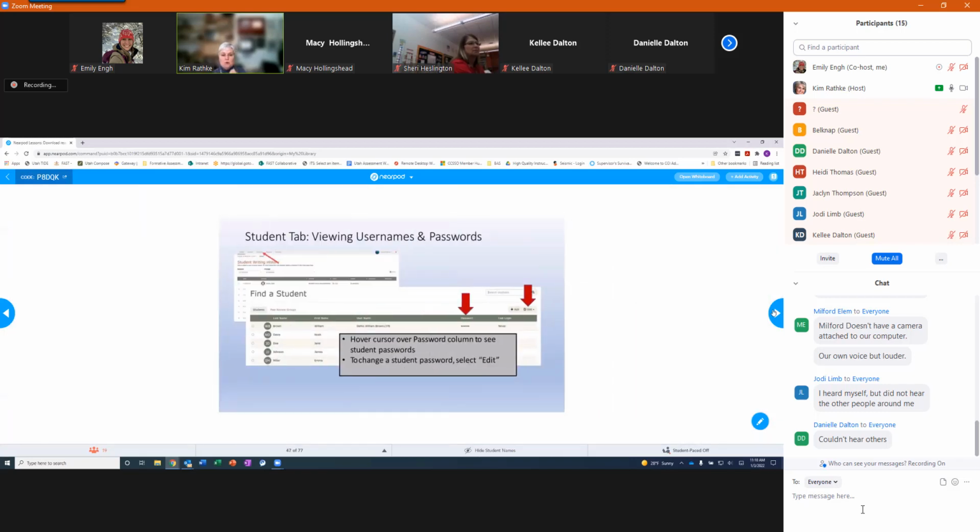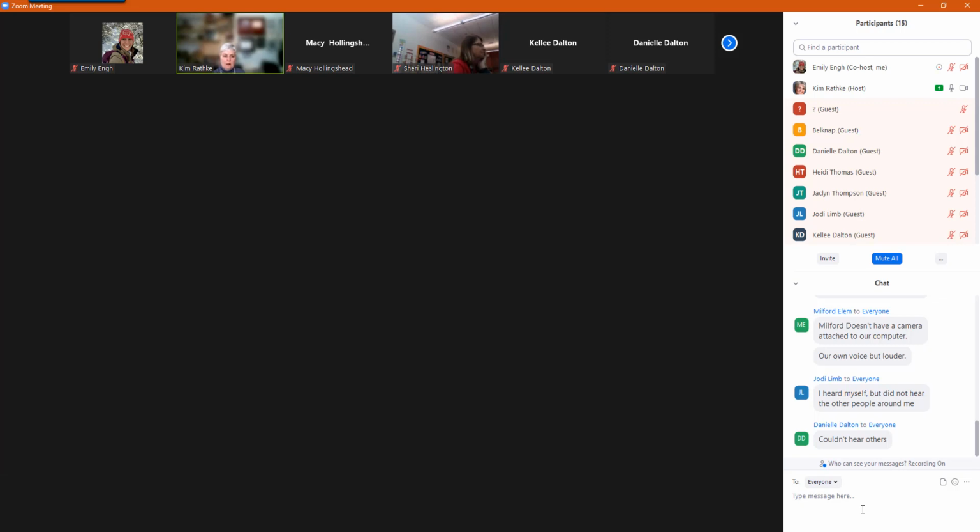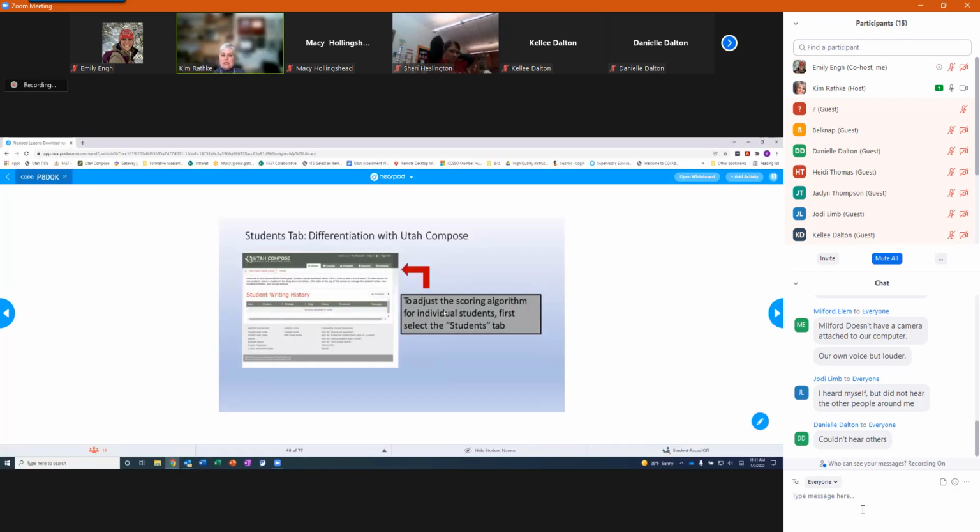The students tab is really important because a lot of teachers aren't even aware that you can see this. You click on students, by the way, and if you hover your cursor right over the little dots, you'll see what their passwords are. And if you need to change a student password, you just click edit. That's the same thing if you're going to adjust the scoring, you click edit.